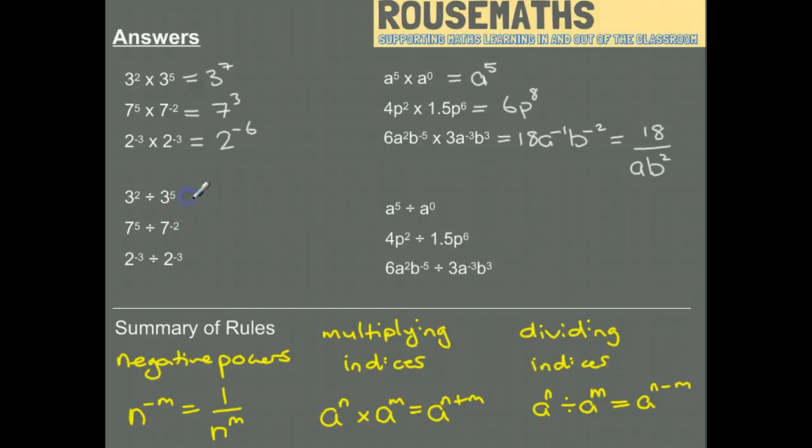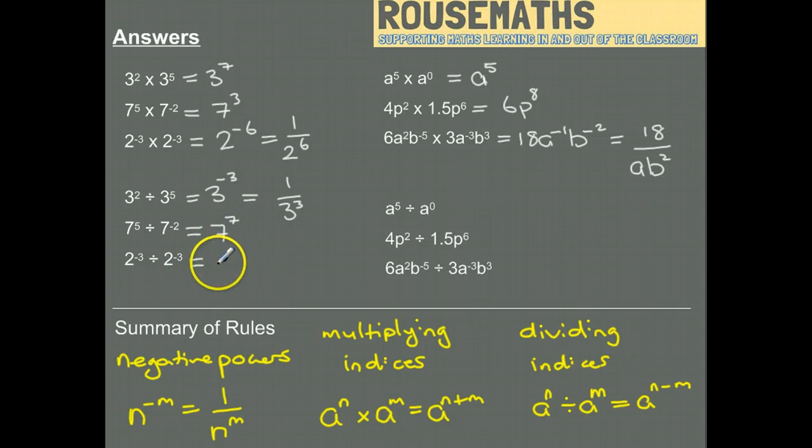Moving on to the dividing ones, so we're going to be subtracting. So 2 take away 5 is minus 3, and as I should have done for the one above, let's use our negative powers to write this in the right way. There we go. For this one, we've got 7 to the power 5 divided by 7 to the minus 2. So we've got 7 to the power 5 minus minus 2, which is like adding 2, so that would be to the power 7.